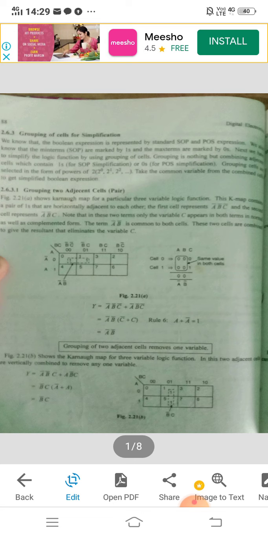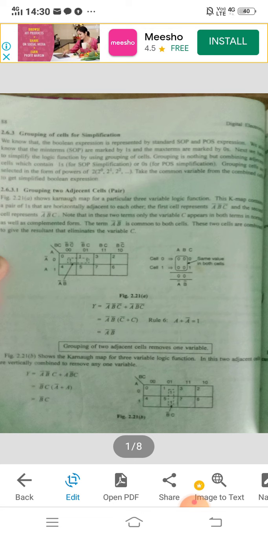I have already discussed that the grouping can be of 2 ones, 4 ones, 8 ones, because everything will be in powers of 2. As we know, 2 to the power 0 is equal to 1, so there can be a single one. Similarly, 2 to the power 2 is equal to 4, so there can be 4 ones. 2 to the power 3 is equal to 8, so it means 8 cells. Similarly, 2 to the power 1 is equal to 2, so there can be 2 ones also.